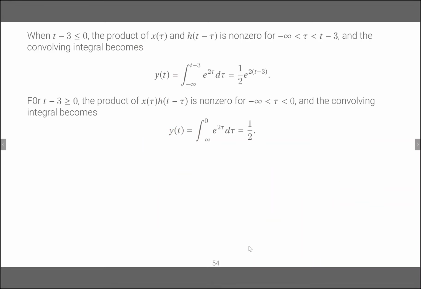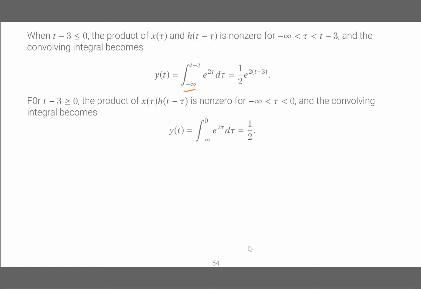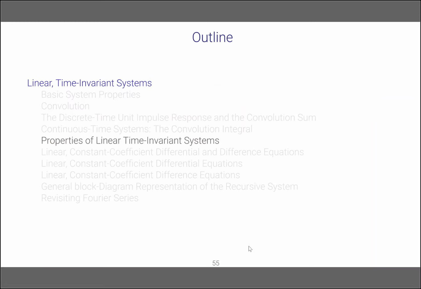So when t minus 3 is less than 0, the product x(tau) h(t minus tau) is non-zero from minus infinity to t minus 3, and the convolution integral becomes the integral from minus infinity to t minus 3 of e to the power of 2 tau d tau, that means half e to the power of 2(t minus 3). Okay. For t minus 3 greater than 0, the product x(tau) h(t minus tau) is non-zero from minus infinity to 0, and the convolution integral becomes the integral from minus infinity to 0, that is half. Okay, that's what we do.